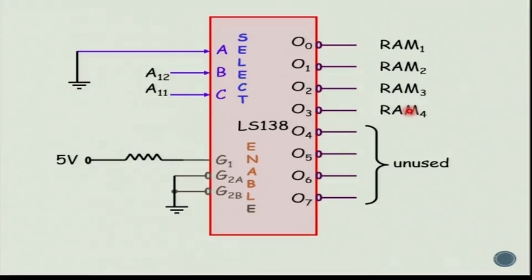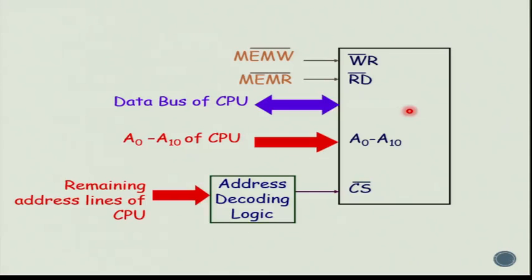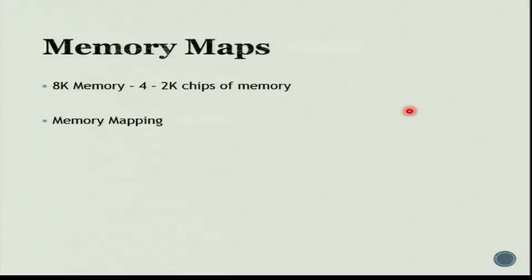Let's quickly review the different steps that you have to follow. The first thing is you have 8K of memory and you have 2K chips. So you have to see how many chips you have to connect. To get 8K of memory, you're going to require 4 2K chips. Since you have 4 chips, you have to allocate a set of addresses to each one of these chips. This is called memory mapping, where you give a set of addresses to a chip.